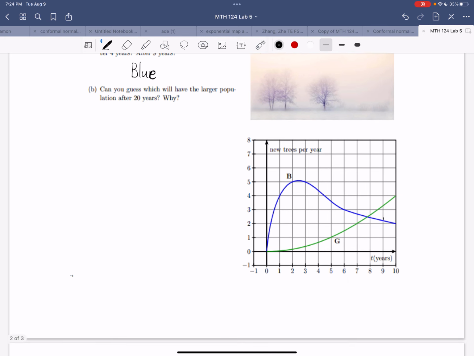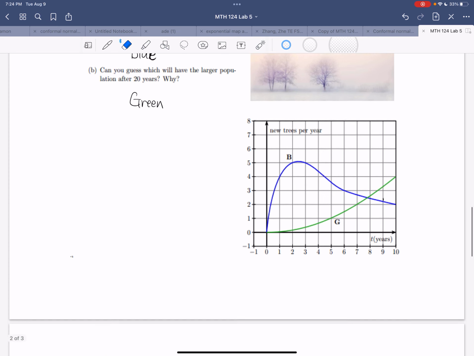But as you can see, as time goes by, the blue one's growth rate becomes smaller and smaller, but the green one keeps increasing like an exponential function. So as you can imagine, after 20 years, the green one will have bigger population because it keeps growing, right? Keeps growing.